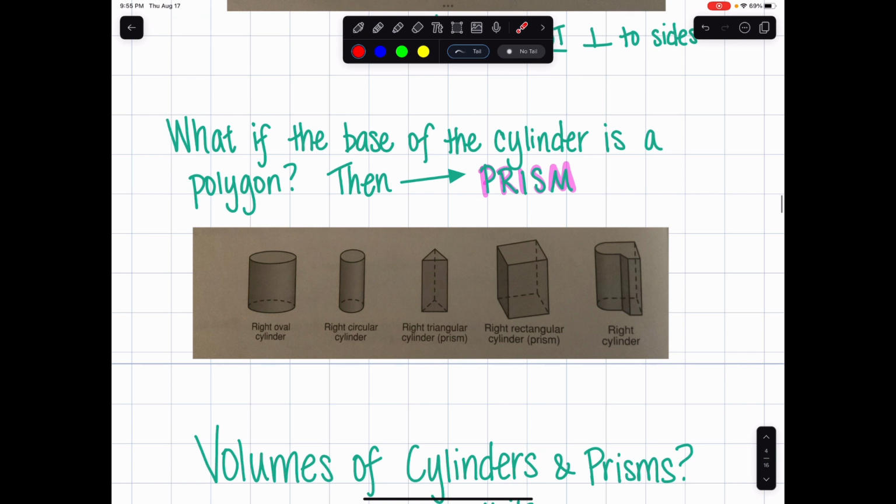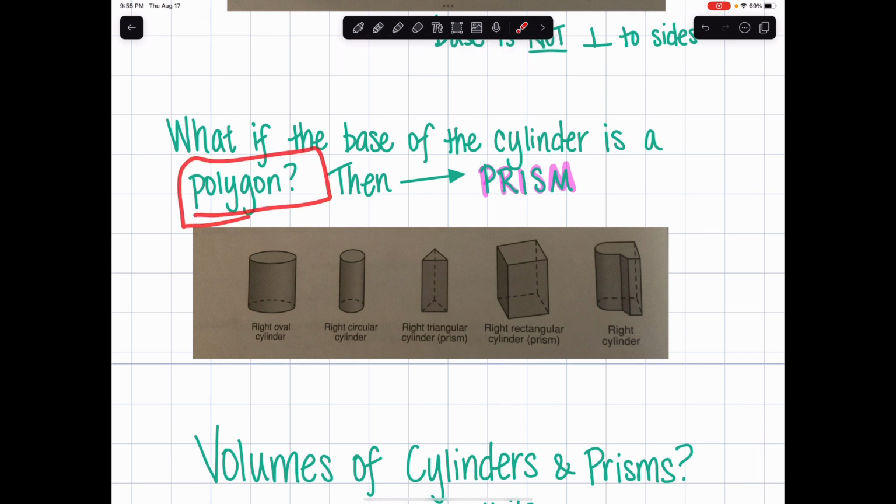What if the base of the cylinder is a polygon? So what if it's not a circle? What if it's a polygon? Then you have what's called a prism. These are like the beautiful crystals that make rainbows, like on Pollyanna, a prism. This is what they look like. The bottom is not a circle, but it's a triangle. Now it's a prism. This is a right triangular cylinder or prism. This one's a rectangle, right rectangular cylinder or prism.